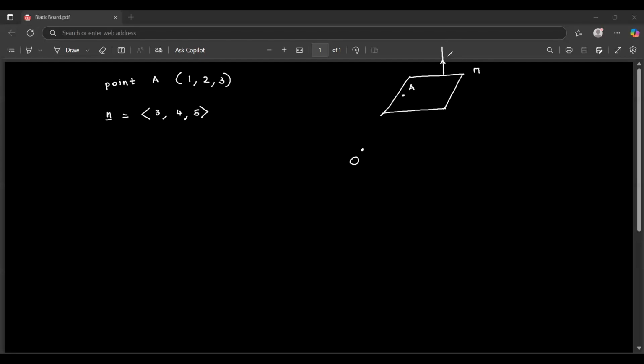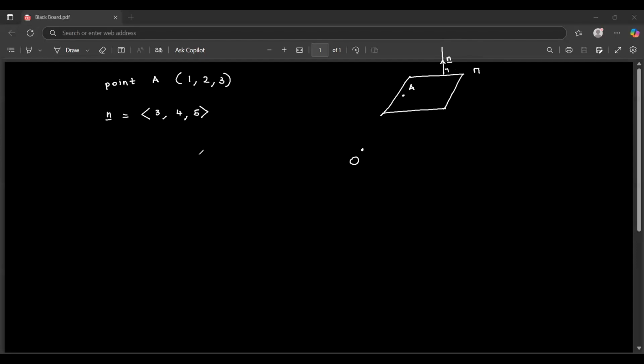Let's say point A lies on plane phi, and that is given as (1, 2, 3). And n is equal to (3, 4, 5), the perpendicular vector to the given plane. So the plane looks like this. Here we have the origin, A lies here, this is phi, and this is the perpendicular vector, or the normal vector.